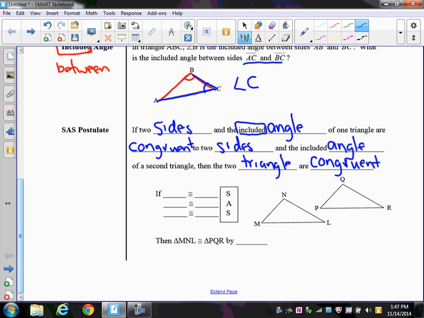So what we're going to show here is segment NM is congruent to segment PQ. The angle that I'm going to have is angle N and angle Q. Angle N is congruent to angle Q. And to make that the included angle, I need the other side of the angle. Segment NL is congruent to segment QR. So there's my SAS. So triangle MNL is congruent to triangle PQR by side, angle, side.